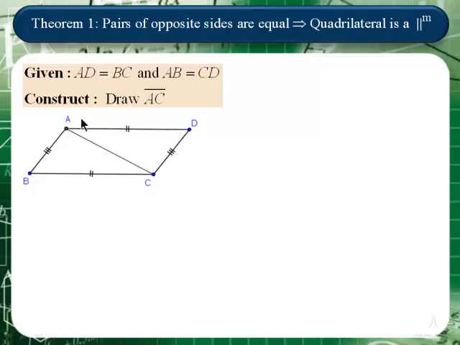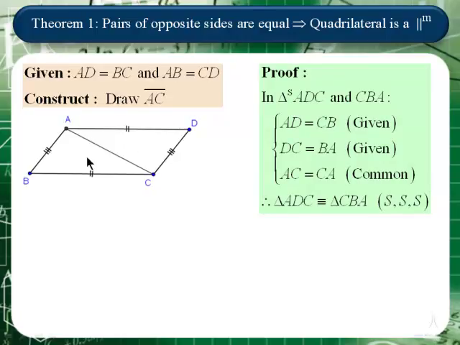So given a quadrilateral with pairs of opposite sides equal, therefore we know that AD is equal to BC and AB is equal to CD. We need to prove that ABCD is a parallelogram, and this we can do by proving that pairs of opposite sides are parallel. The construction here is to draw diagonal indicated by the line segment AC.